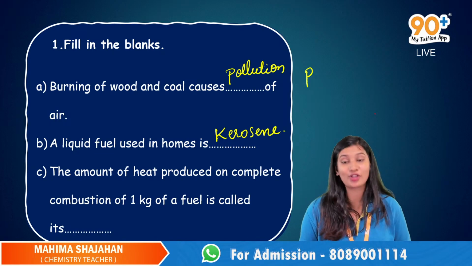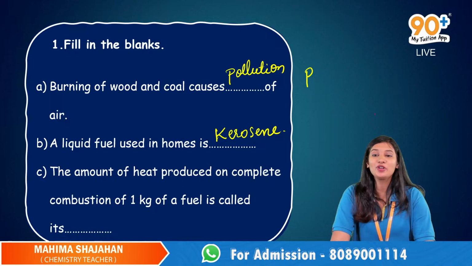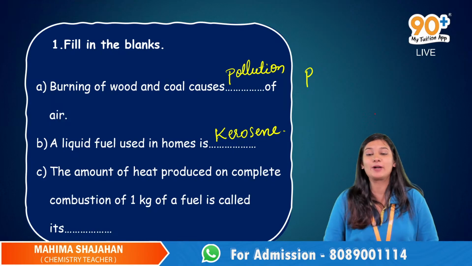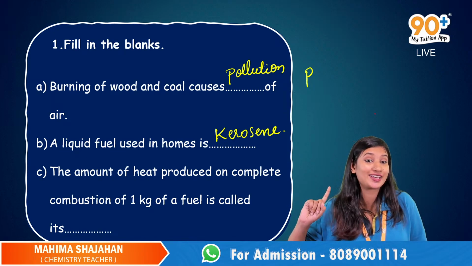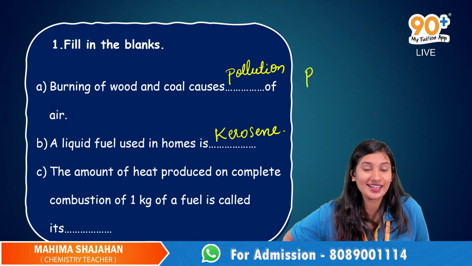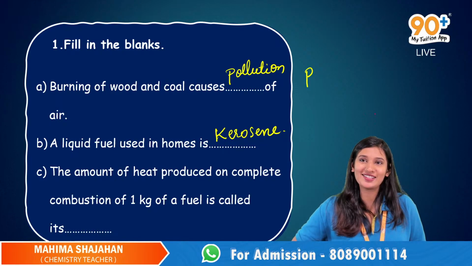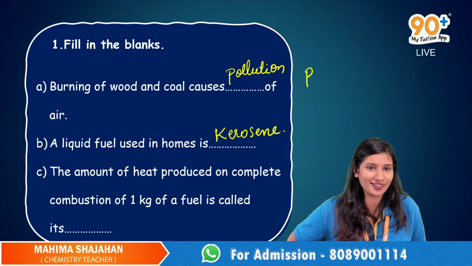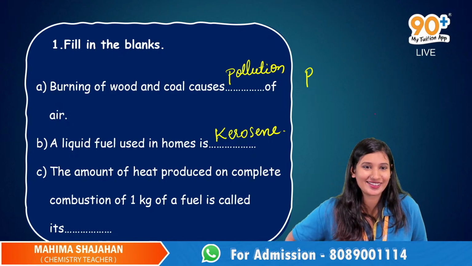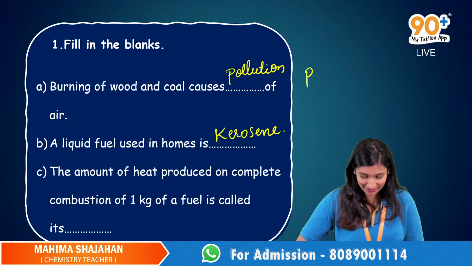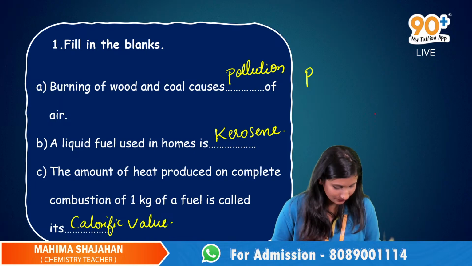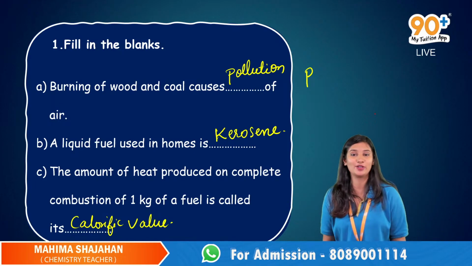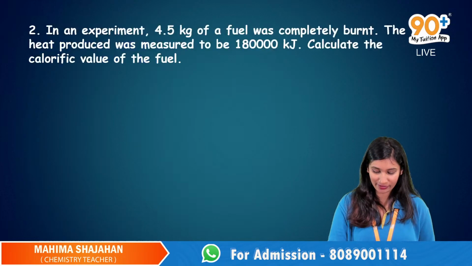Okay. Kerosene. Then, the amount of heat produced on complete combustion of 1 kilogram of a fuel is called its? Yes, let's call it NEFA. Who is it? NEFA. That's a unique name. Yes, NEFA. Calorific value. Yes, it is called what? The calorific value. Okay, it's called the calorific value. Yes. Let's move on to the next question.